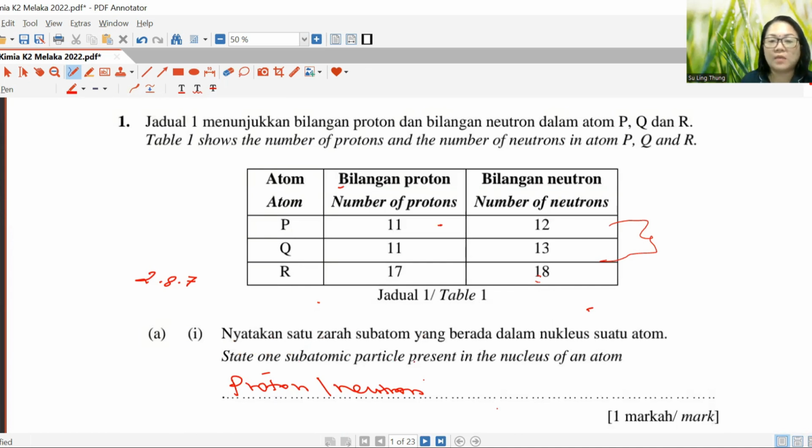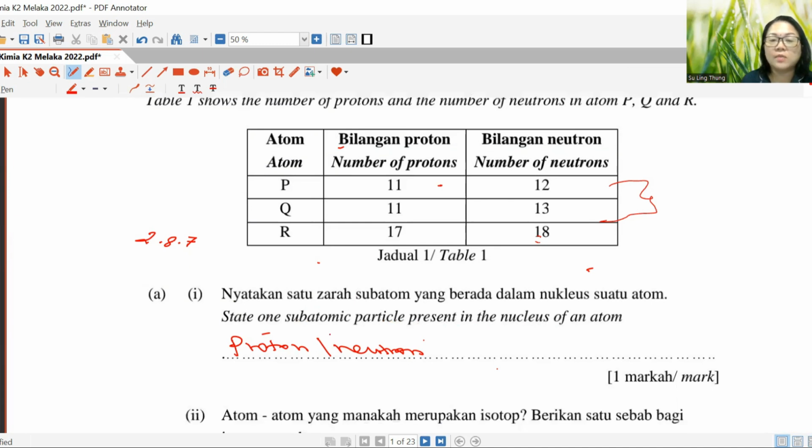A1, state one subatomic particle present in the nucleus of an atom. This can be either one, either a proton or a neutron. That is the subatomic particle in the nucleus of an atom.